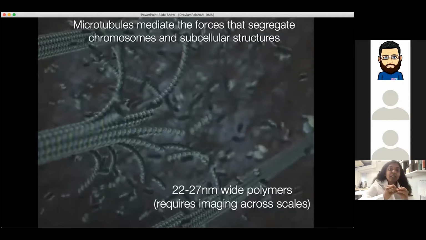Right? Understanding this requires imaging across scales. So what do I mean by imaging across scales? We have to image and look at the process at the level of these polymers, which are barely 30 nanometer wide structures. And we have to also ask, how do these polymers come together to build a spindle, which is tens of microns in size? So you can see there are 3 orders of magnitude difference, and we have to image across those spatial scales.